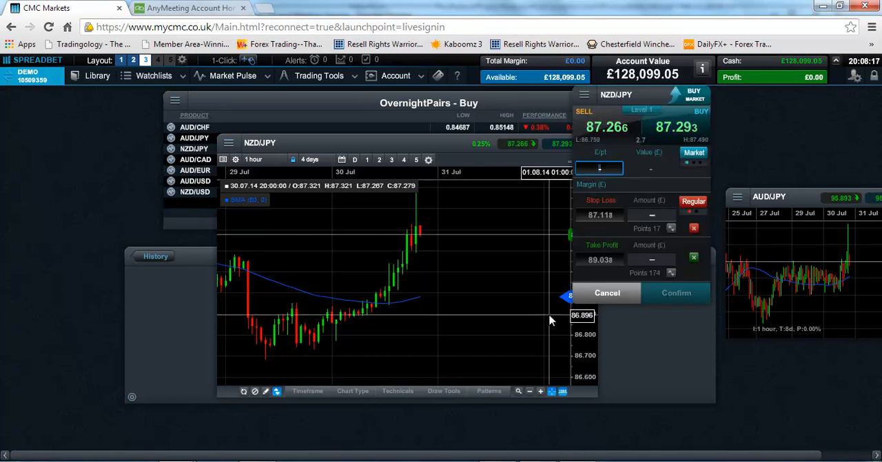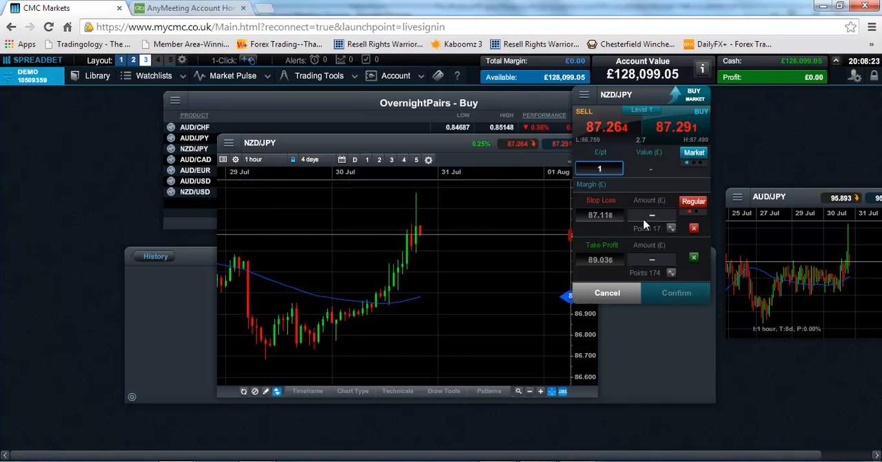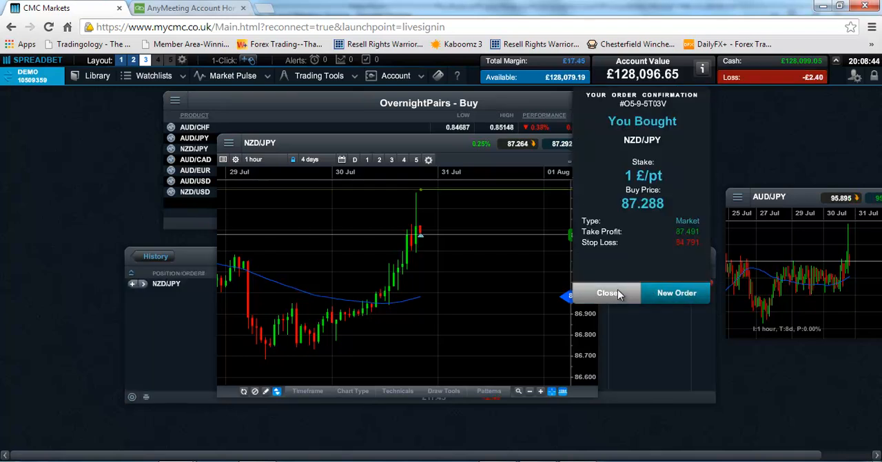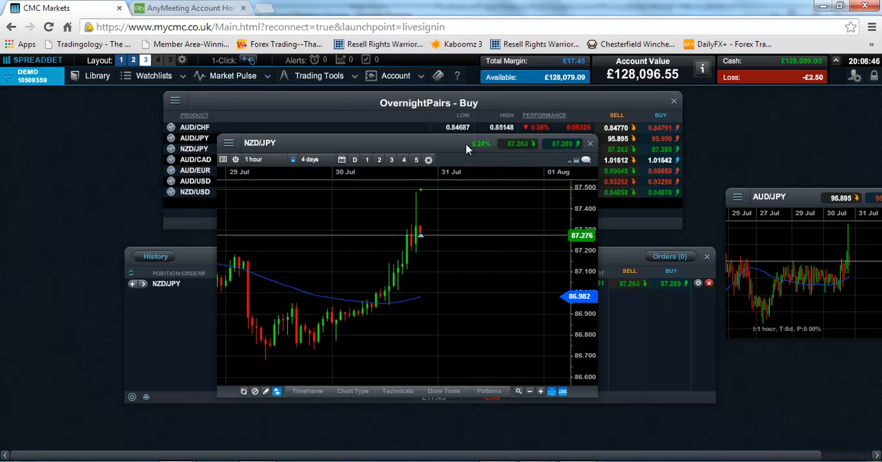A little pop-up window will appear. So you put in £1 per point, and then the stop loss, we put in 250, and then the take profit, we type in 20. Then we click on confirm and confirm again, and it shows that our order has been bought.